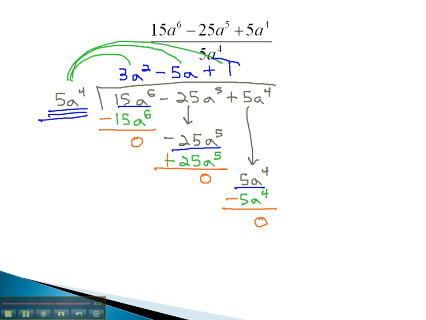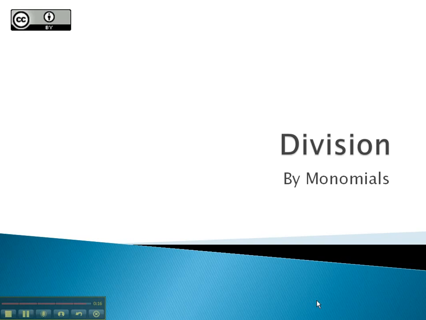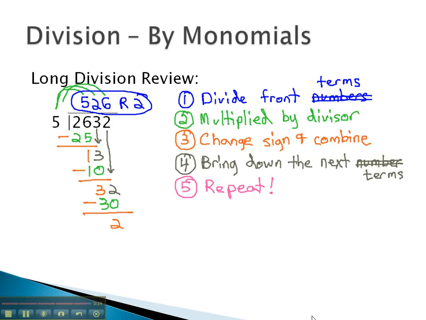With nothing left to bring down, we get our final answer of 3a squared minus 5a plus 1. Doing long division with polynomials is very similar to how we did long division with numbers. Divide the front terms, multiply by the divisor, change the sign, bring down the next term, and repeat.